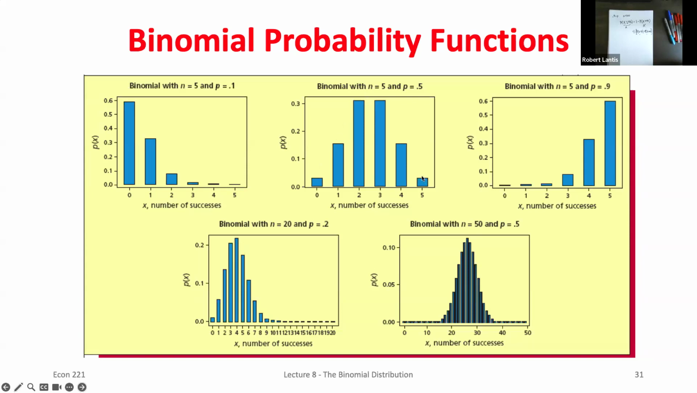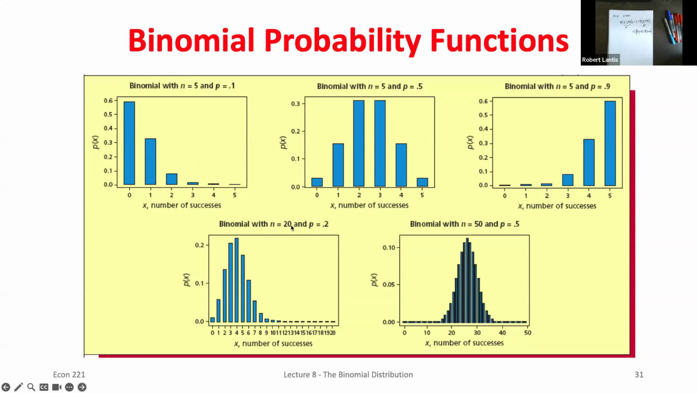Keep the number of trials the same, but I increase the probability from 0.5 to 0.9. Now I end up with a left skew distribution. Okay. And then we can just look at different ones. Let's say I have a higher number of trials and the probability of success is still below 0.5. I still have this right skewed distribution like I did before.